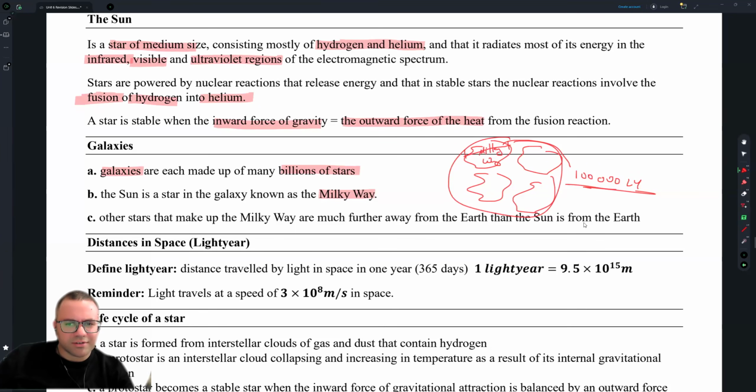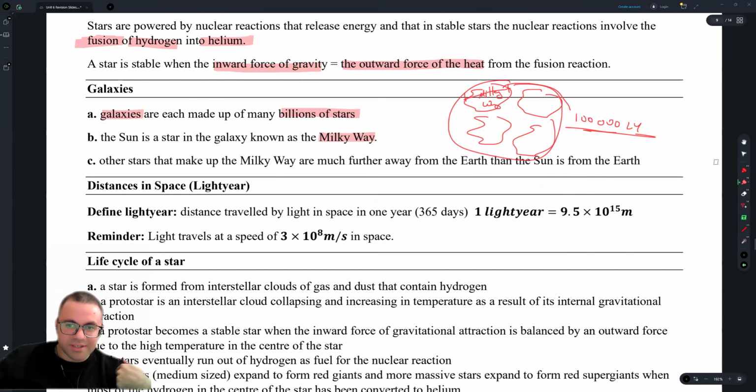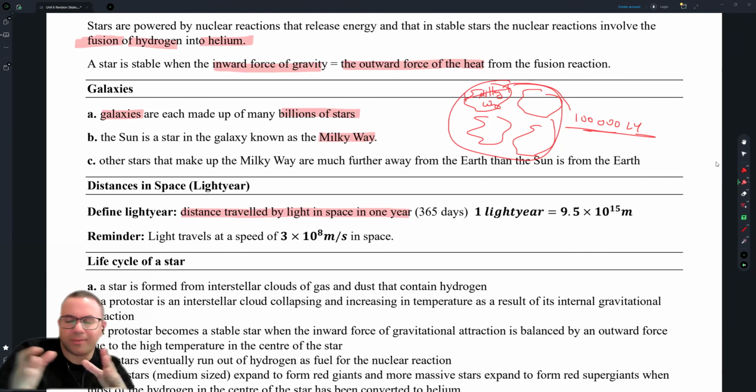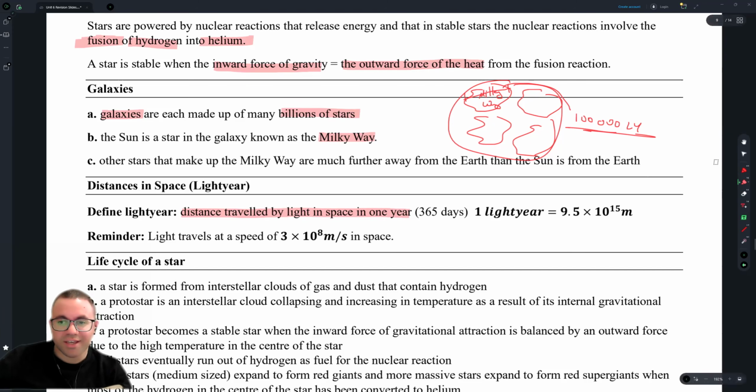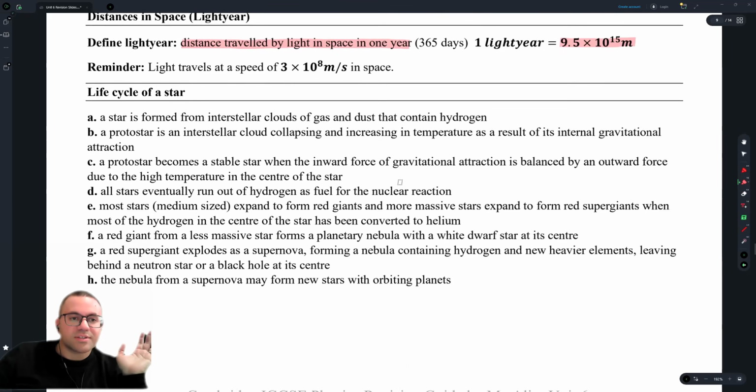So what's a light year again? A light year is a distance that we measure in space. It is the distance traveled by light in 1 year, which means if you multiply 3 times 10 to the power of 8 times 365, that's the time of 1 year, times 24 times 60 times 60 to change it to seconds, you end up with 9.5 times 10 to the power of 15 meters. It's a huge distance. So we don't measure distance in space in meters. We measure distance in space in light years. Okay? So it's 100,000 light years in diameter. Now, let's discuss the life cycle of a star.